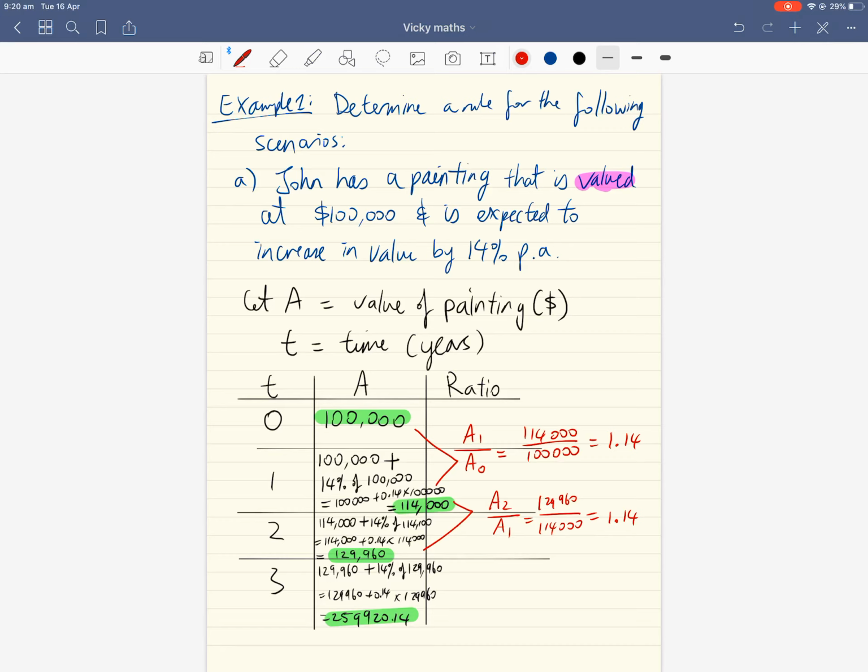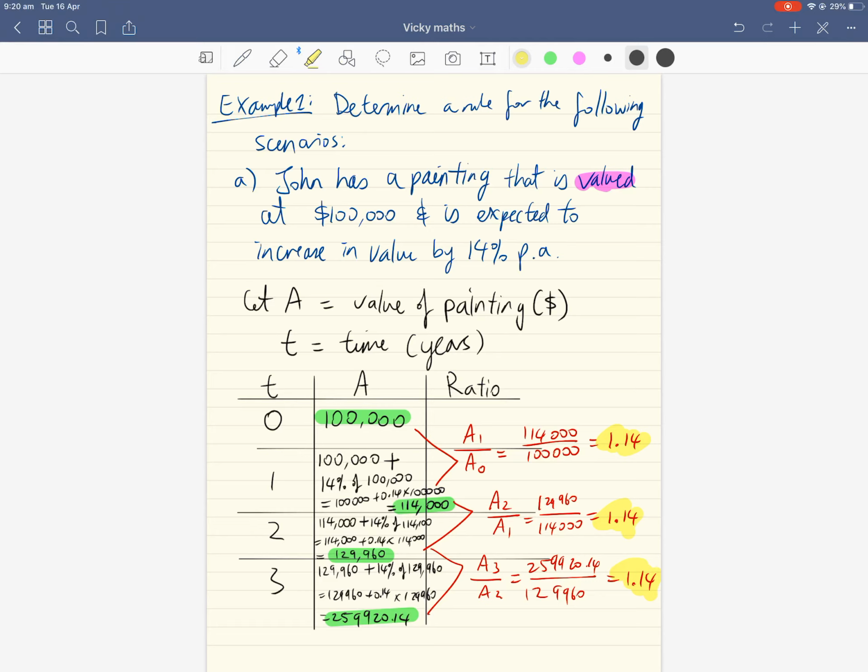Well, that's a good sign because we ultimately want our ratios to be the same, or to be constant. So let's look at the next ratio and see if it is constant. So year 3 amount divided by year 2 amount, using a calculator, we get 1.14. Well, that's very reassuring because, as we said before, we want a constant ratio, otherwise we can't use an exponential growth.